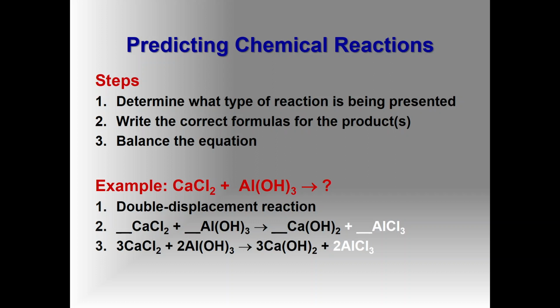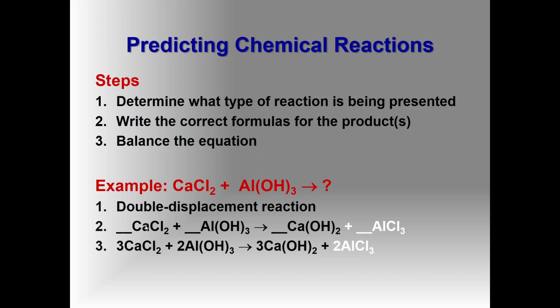So, the anions are going to swap. The chlorine is going to switch over to the hydroxide. The hydroxide is going to attach itself to the calcium. And we're going to get these two products. The last step is balancing the equation.